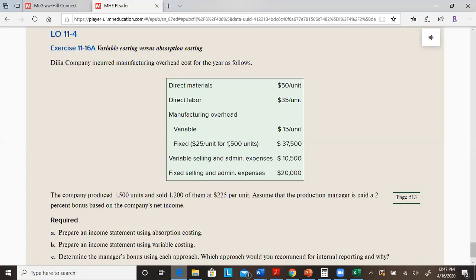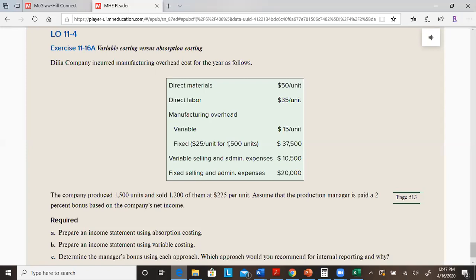From there, I'm going to subtract my fixed costs. So I have manufacturing overhead, fixed. That is 37,500. And then my selling and admin fixed, and that is 20,000. So net income of 82,000.